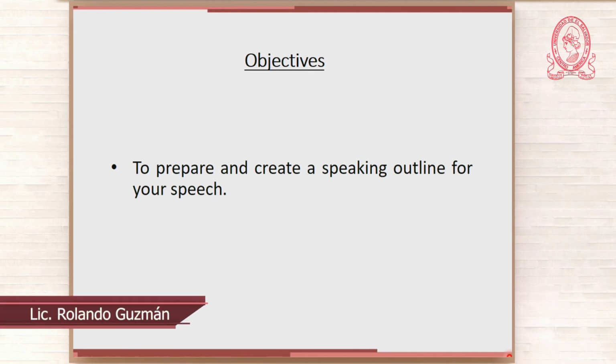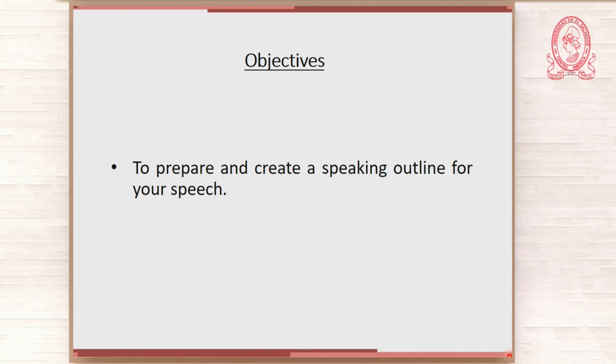This is the second part of organizing and outlining your speech. In part number one, we talked mainly about how to organize your main points, main ideas, and how to collect information. Right now, we are going to go over the second part, that is outlining, which means how to graphically put your ideas, the components of your speech.